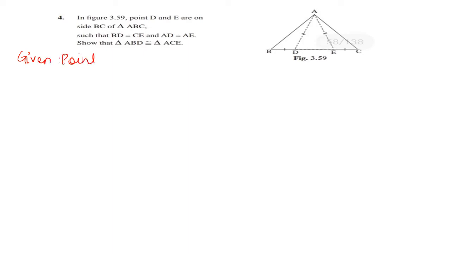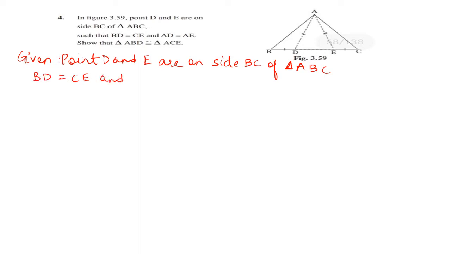Points D and E are on side BC of triangle ABC, and such that BD is equal to CE and AD is equal to AE. We need to prove that triangle ABD is congruent to triangle ACE.